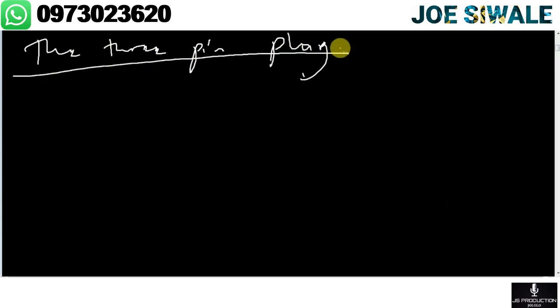Let us look at the 3-pin plug. We continue looking at electricity, and we're going to look at the 3-pin plug. This is the device which is used to supply electricity to an electrical appliance safely. This 3-pin plug is made up of 3 pins. That's why it's called the 3-pin plug.